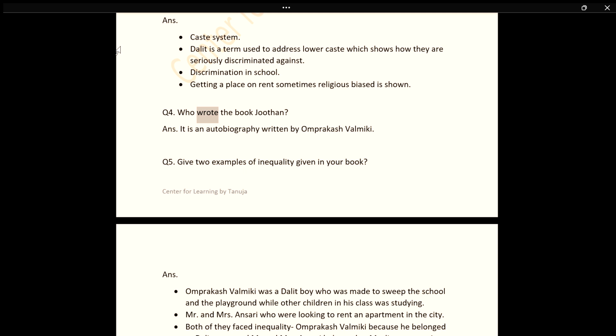Q4. Who wrote the book Joothan? Ans. It is an autobiography written by Om Prakash Valmiki.